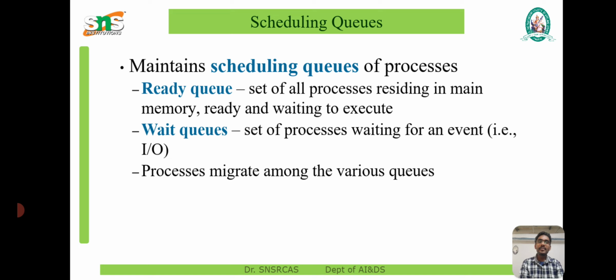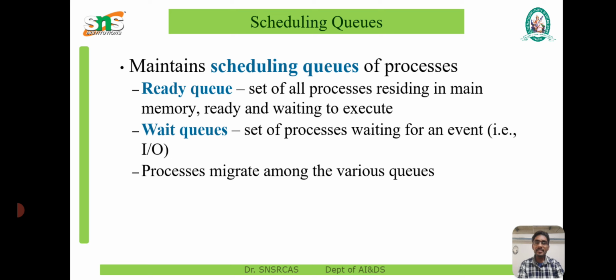Basically, scheduling queues maintain the processes in a list, depending on the requirement and the use. The scheduling queues are categorized into two types: one is the ready queue and the other is the wait queue. The ready queue has all the processes which reside in main memory and are ready to move into execution on the CPU core. Wait queues are for processes waiting for some input output resources. Those processes are listed in the wait queues.